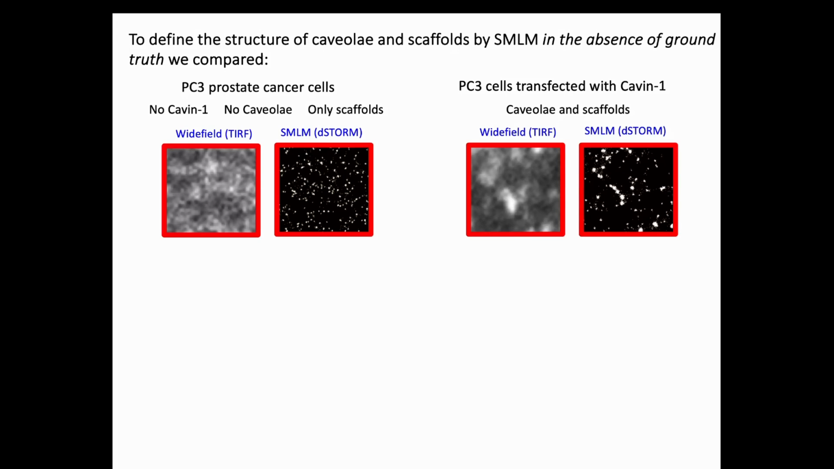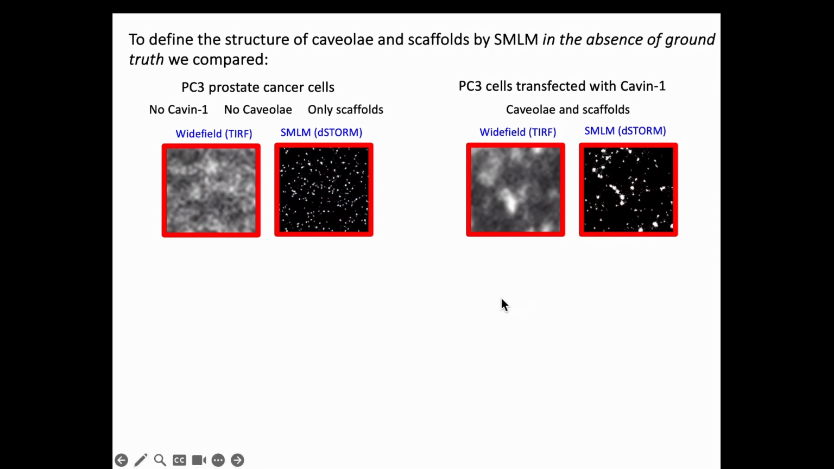We set up two group labels in which we compared PC3 prostate cancer cells. And these are cancer cells that have genetic ablation of Cavin1, so no Cavin1, no caveolae, and the Cav1 expression they have is located pretty much exclusively to scaffolds. And you can see here a really nice dSTORM image of caveolin in these cells and the homogeneous distribution of caveolin to these spots in these cells.